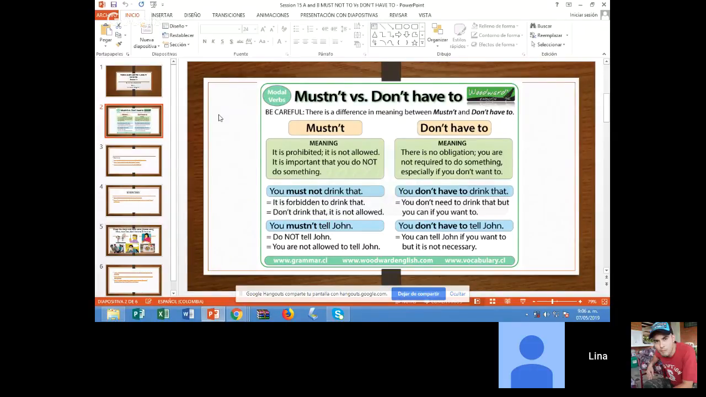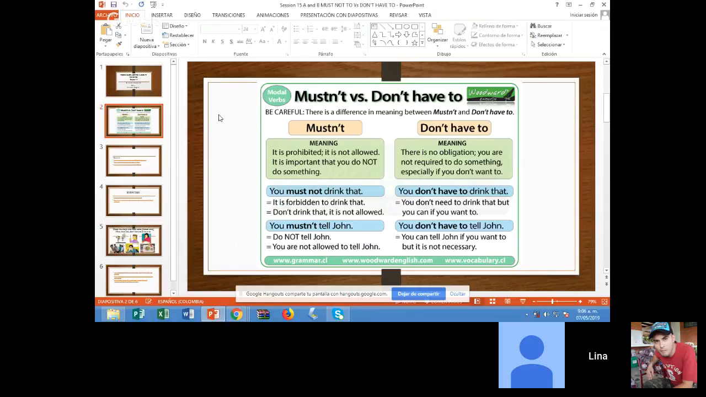For example, you must not drink that. It is forbidden to drink that. Don't drink that. It is not allowed. You mustn't tell John. Do not tell John. You are not allowed to tell John something. So, when you are talking about must not or mustn't, it means that you are not allowed to do something or it is prohibited. Okay?